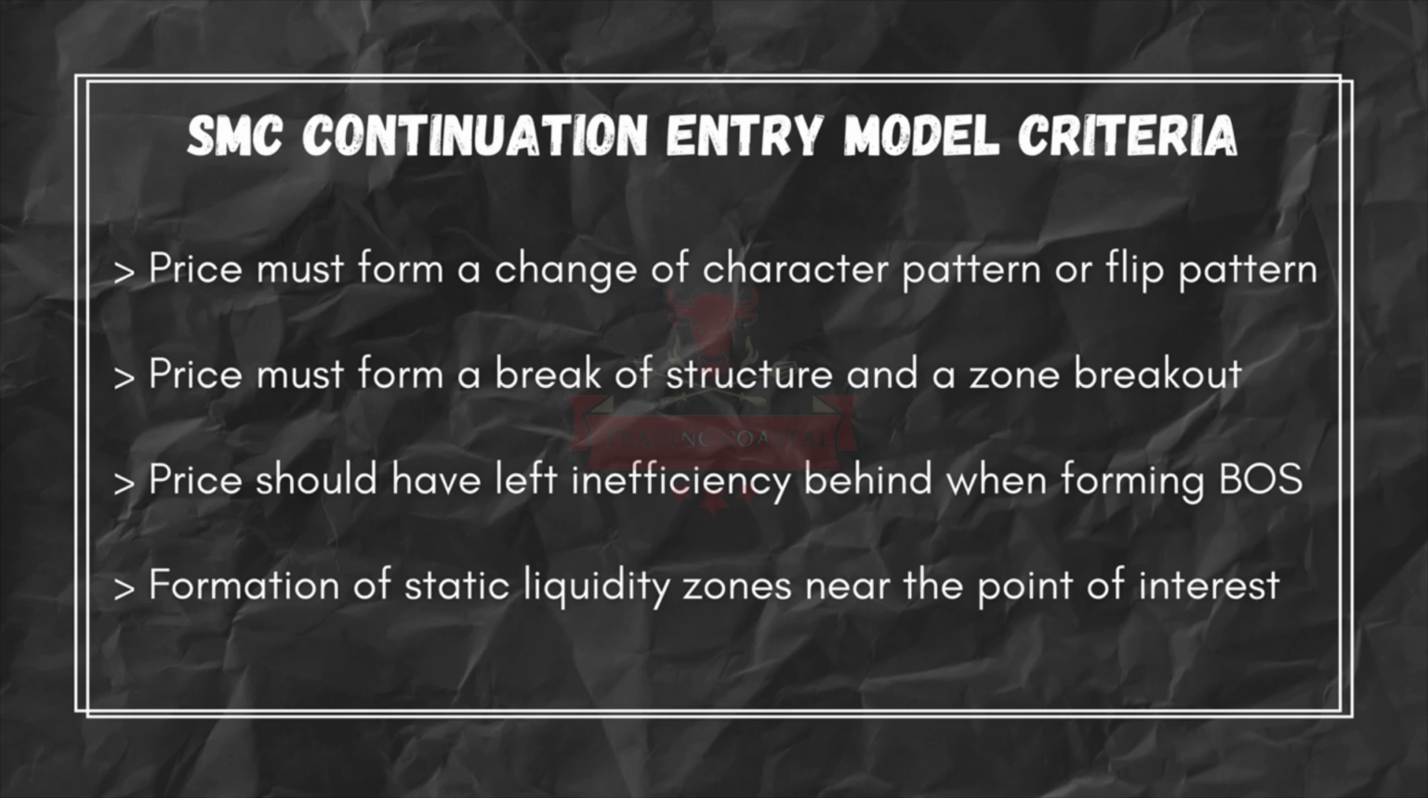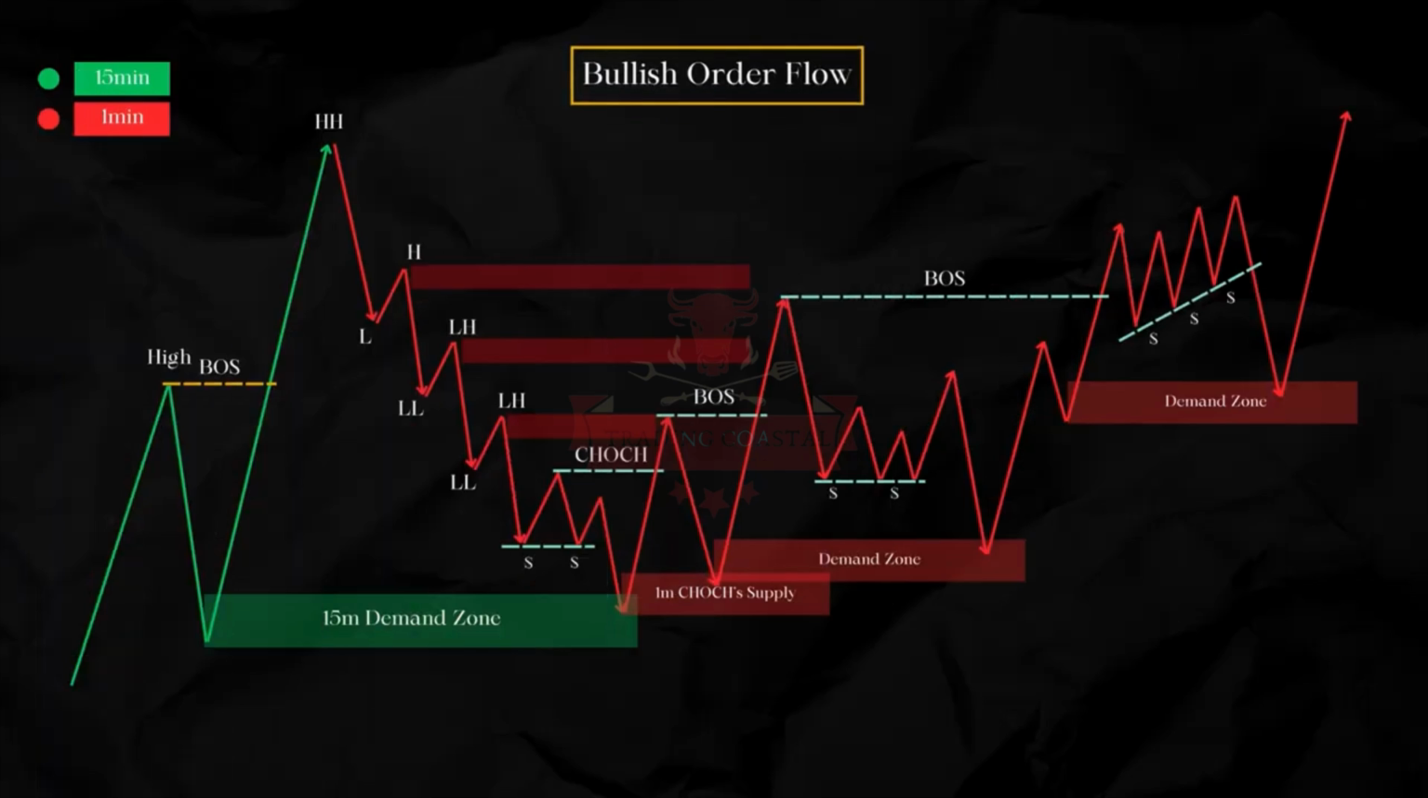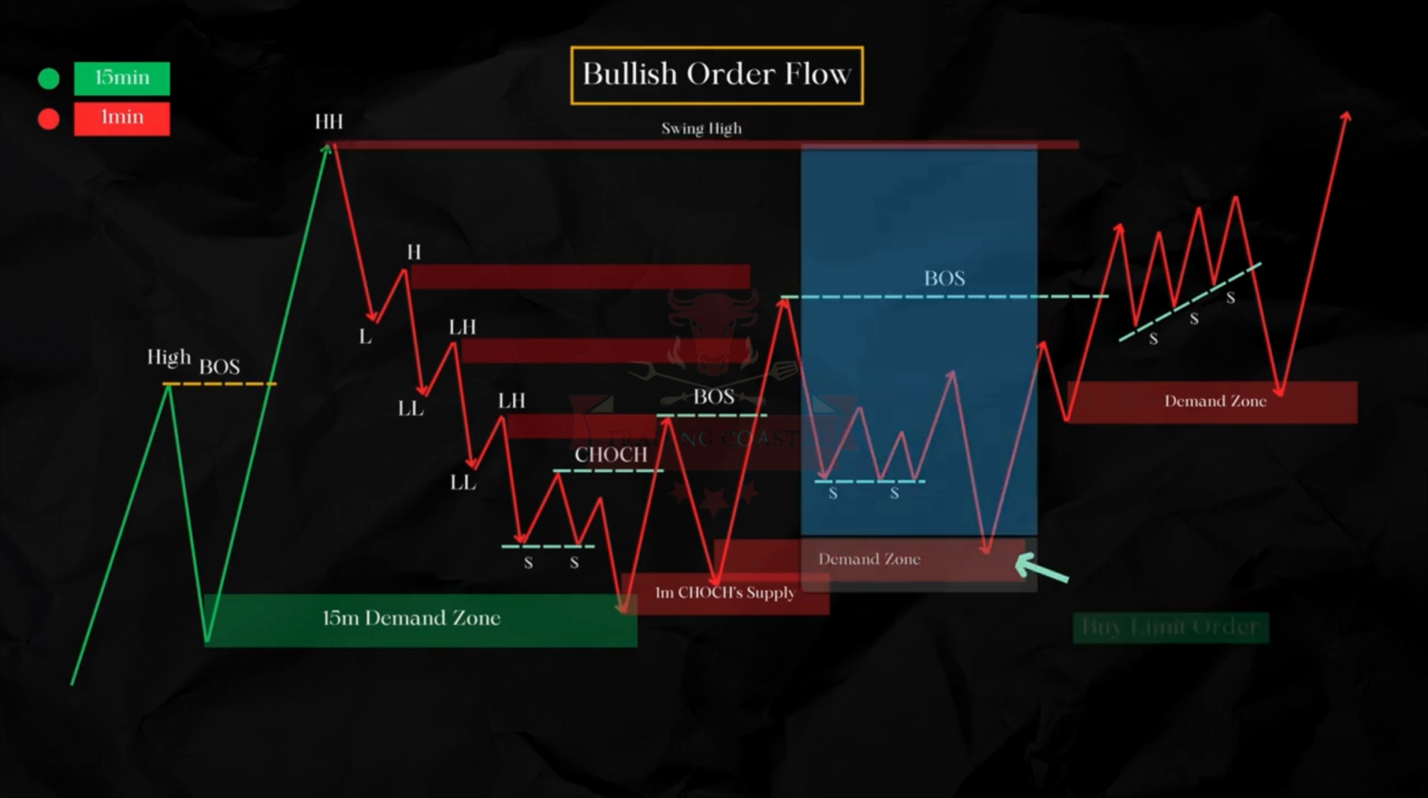In summary, to have an opportunity to execute continuation trades, it's essential that all of these rules and criteria are met and there are no exceptions. Here, all the mentioned criteria are met. Next, we place our buy limit order at the highest point of the demand zone with a stop loss a few pips below the lowest point of the area. For the take profit, the target is the swing high at the extreme.